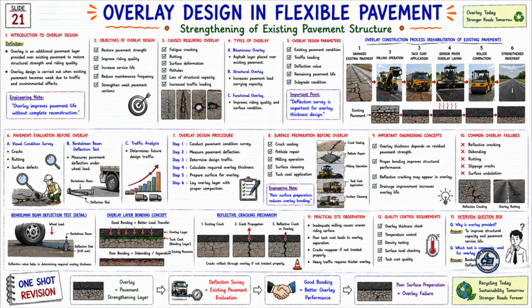Types of overlay. Now let us understand the major types of overlay. A. Bituminous overlay. Asphalt layer is provided over the existing pavement. B. Structural overlay. Increases load carrying capacity. C. Functional overlay. Improves riding quality and surface condition. And the overlay type is selected according to the project requirement.